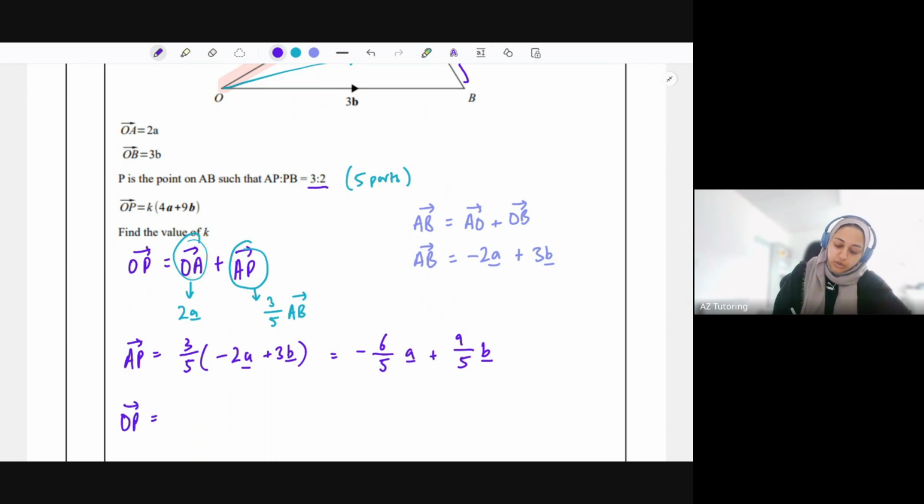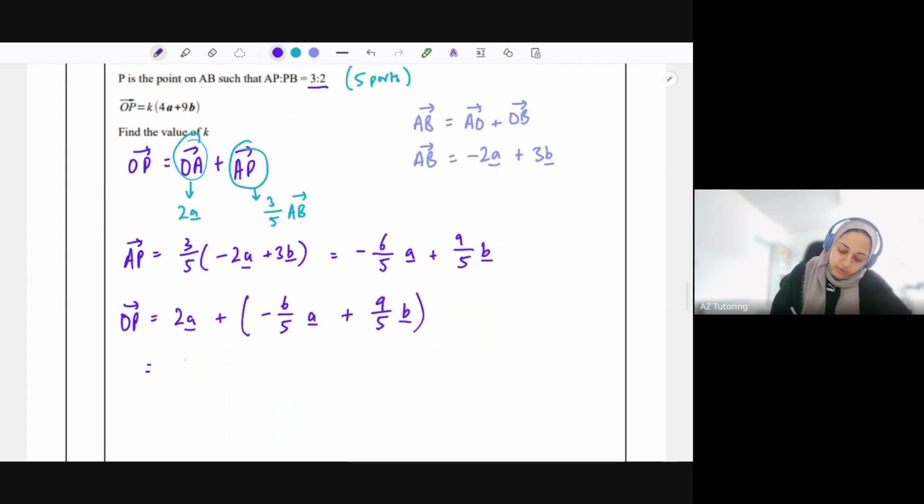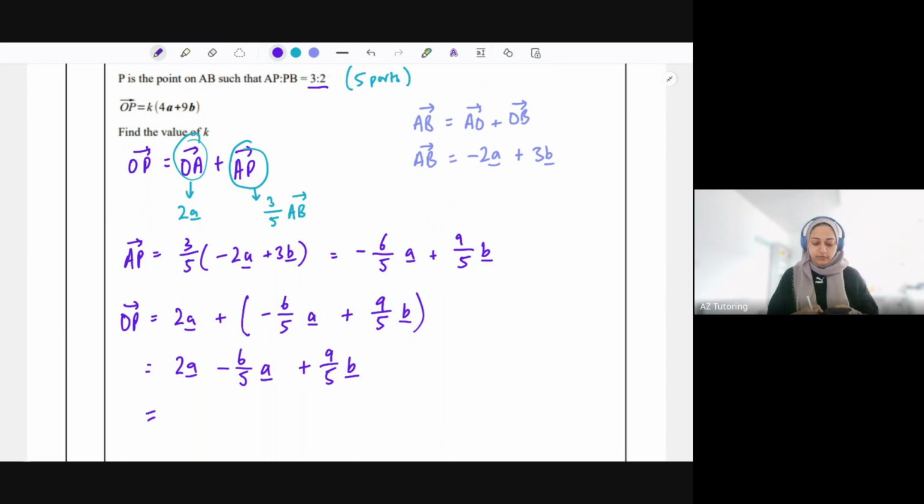So that's AP. Now let's substitute it into OP. OP we've said is OA, which is 2A, plus AP. AP is what we've just found here, minus 6/5A plus 9/5B. Let's simplify this. We've got 2 minus 6/5. Doing that in the calculator, 2 minus 6/5 gives me 4/5. So 4/5A, and then we've got plus 9/5B. So we found OP.